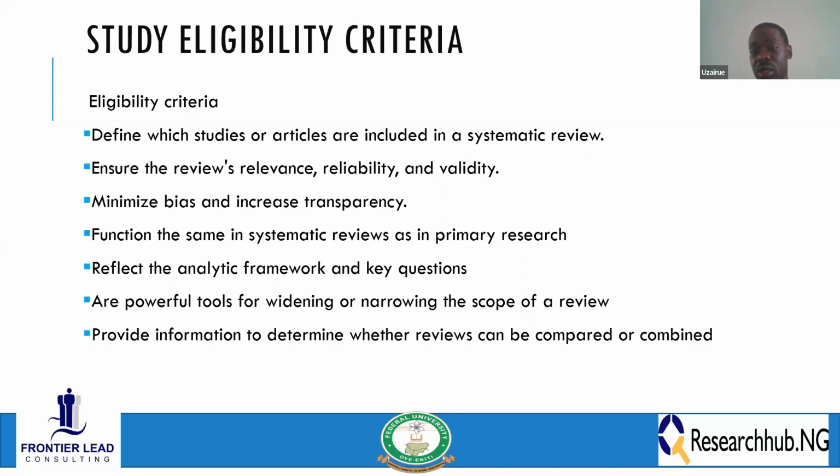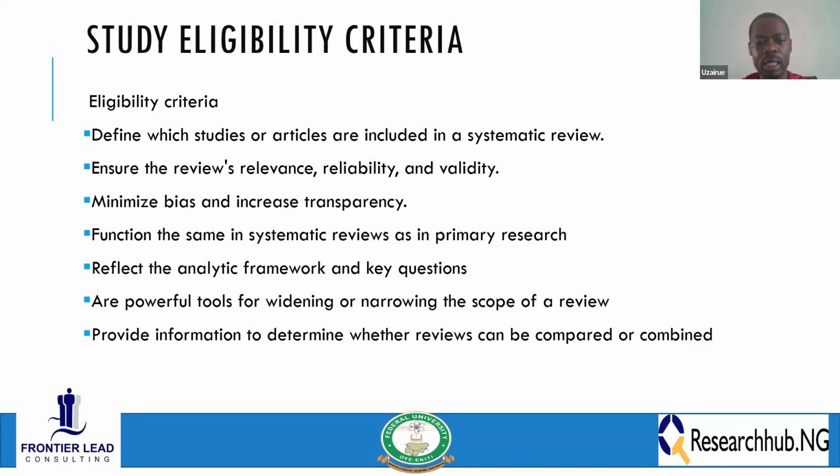Another thing you also need to understand is that eligibility criteria will also minimize bias and increase transparency, because once you set eligibility criteria, someone else can take up that work, do the same and produce similar results. The next one is that it functions the same in systematic review as in a primary study. Just like when you want to do a primary study, you have to set the eligibility that will determine the inclusion of the subjects that you're going to include in your study. That's very essential.